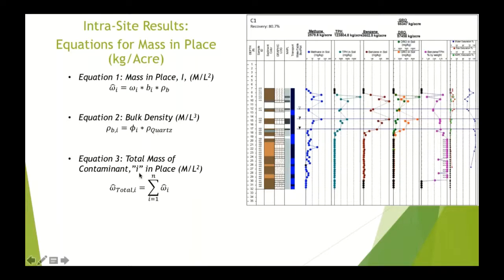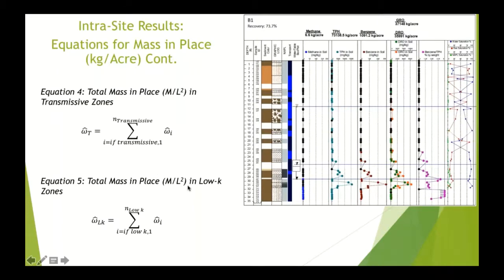The mass associated with each sample ID is then summed for all sample IDs in the borehole, and the value is the total mass of contaminant in the borehole, and this is printed right here. Continuing with equations, the total mass of contaminant in transmissive zones is calculated by selectively adding data for all sample IDs in transmissive zones. The low-K analysis follows the same calculation. This produces the mass of contaminant in transmissive and low-K zones.